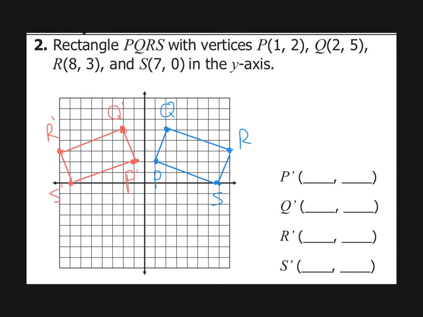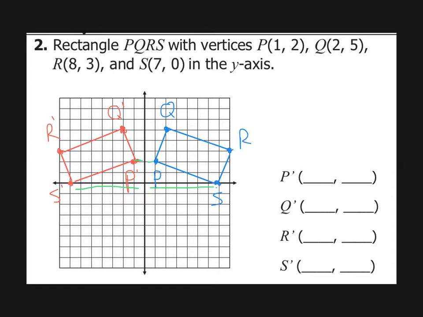Alright, and as you notice, we have a mirror image across the y-axis. That distance from P to the y-axis is the same distance as P prime to the y-axis. Notice we have our pre-image P and our image P prime, our pre-image Q and our image Q prime, pre-image R and image R prime, pre-image S and image S prime. And again, just drawing attention to that distance. S here was 7 units away from the y-axis. Also, S prime is 7 units away from the y-axis.